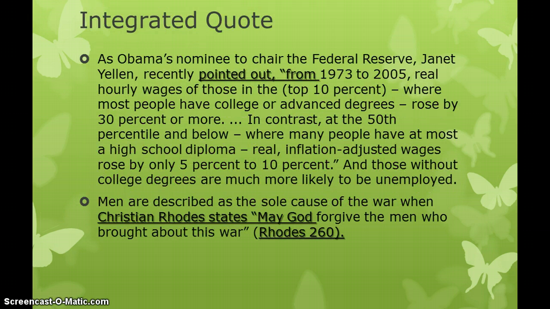Then I followed in with an integrated quote. And honestly, from a grading perspective, teachers look at this and we look for one thing. We look that you do not have a period between your quote and the previous sentence. So recently pointed out, comma, goes right into the quote. If you look at the second bullet, it states the author's name, Christian Rhodes states, and goes right into his quote. Men are described as the sole cause of the war when. Gives me a topic, gives me the author, tells me what he says, and then it has my parenthetical reference, Rhodes 260. It tells me where to find it.